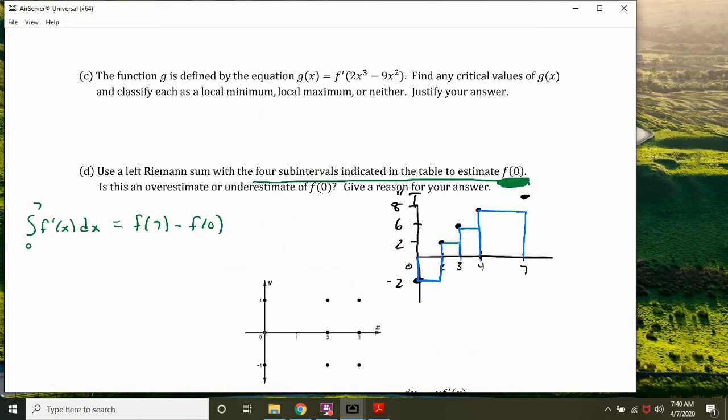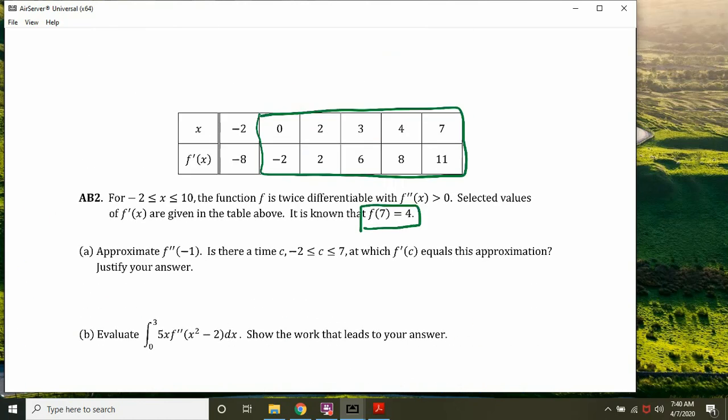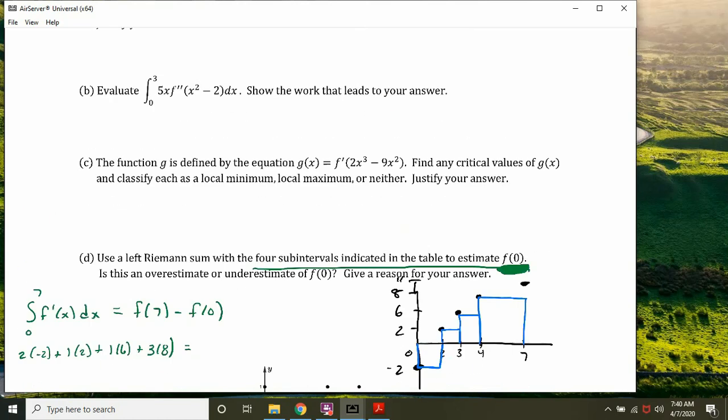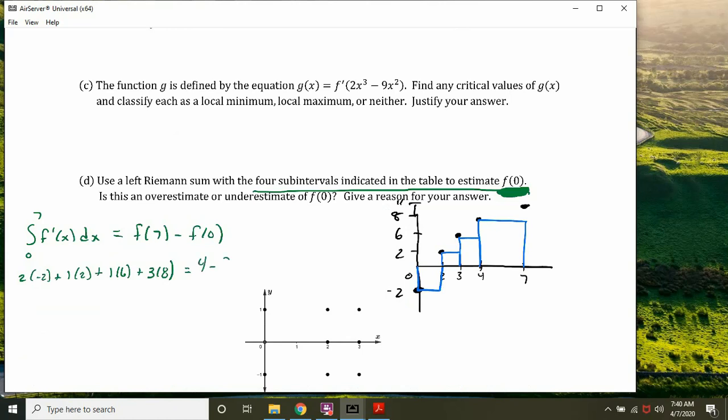And so let's say for the first rectangle we have a base of 2 and a height of -2. Second rectangle, 2 to 3 is a base of 1 and a height of 2. 3 to 4, base of 1, height of 6. 4 to 7 is a base of 3 and a height of 8. There's our Riemann approximation. This is going to be f of 7 minus f of 0. What do we know about f of 7? That's 4. So I'm going to go ahead and sub that in. And now we can figure out what f of 0 is.